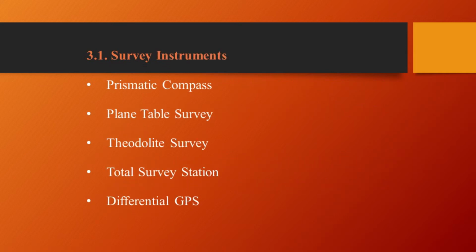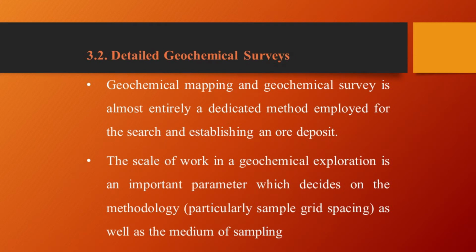Surveying instruments include prismatic compass survey, plane table survey, theodolite surveys, and total station surveys. Now these days, differential GPS is very commonly used for exploring a mineral prospect at G2 and G1 stage. Survey is to be done simultaneously with the geochemical and geological mapping.